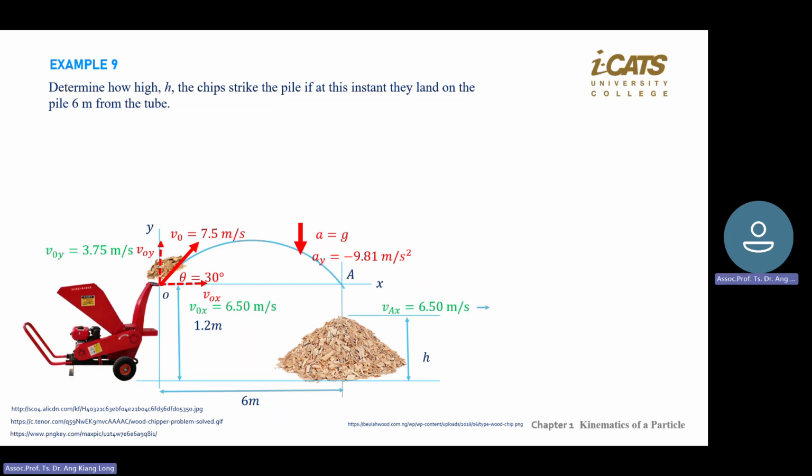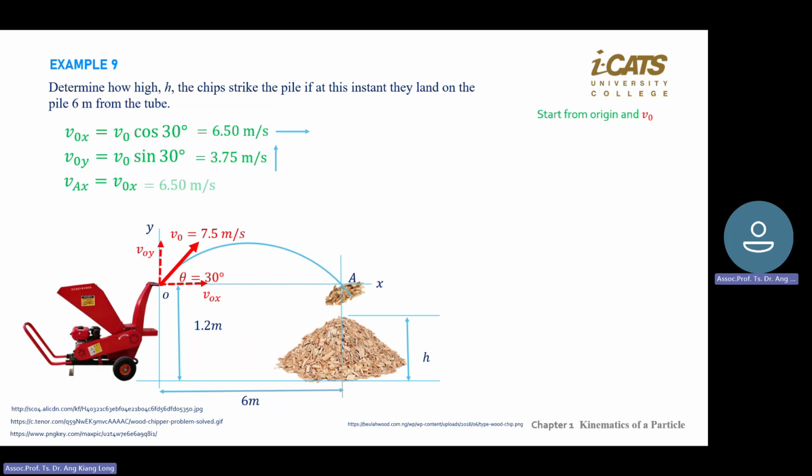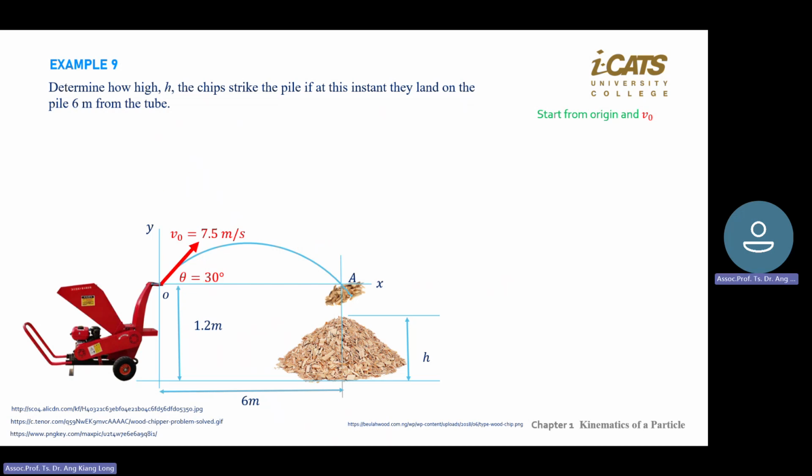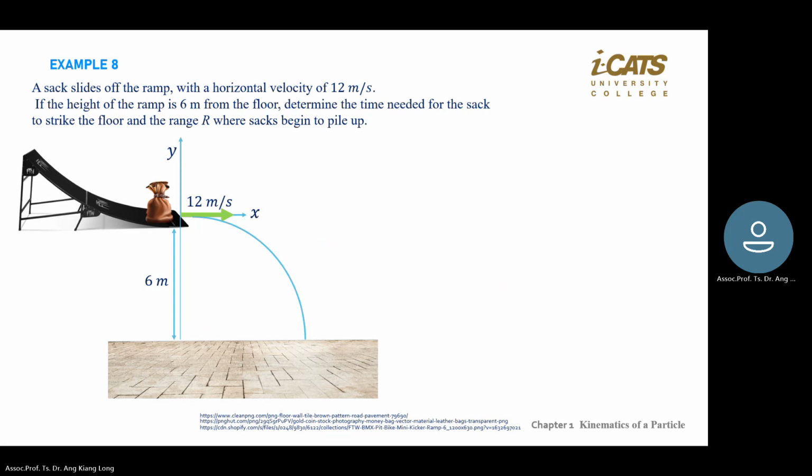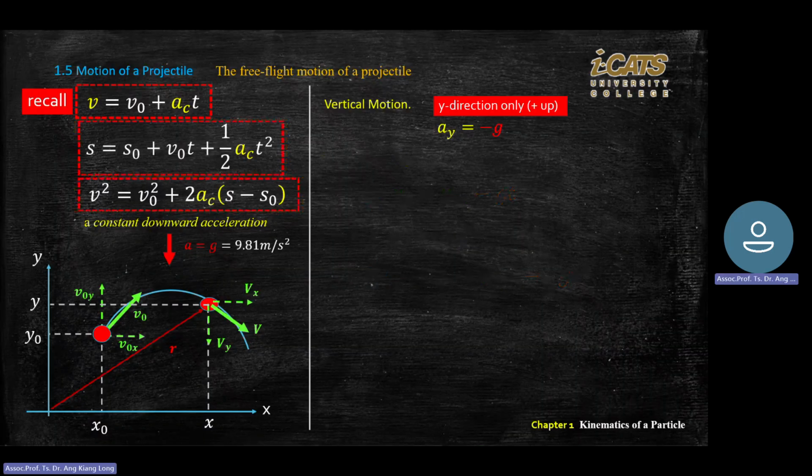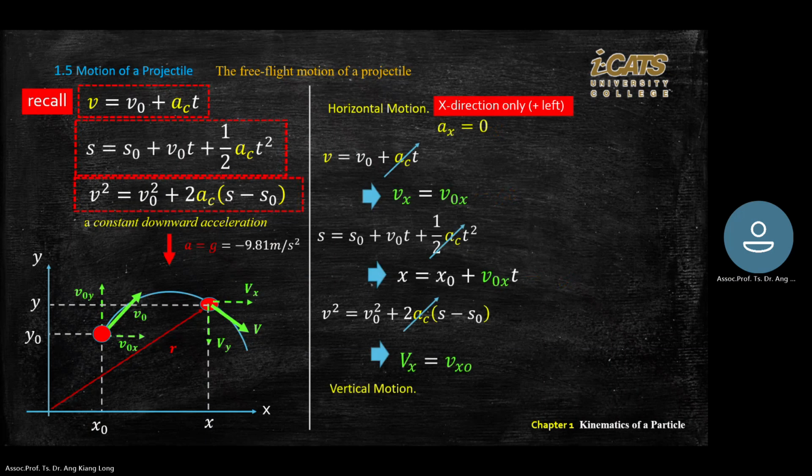Who still doesn't understand why I can write VOX equal to 6.5? Who still doesn't understand how I get this one? From where I get this one? From this equation. Again, all the equations on the left, the parameter on the left is the end result that I want to find.